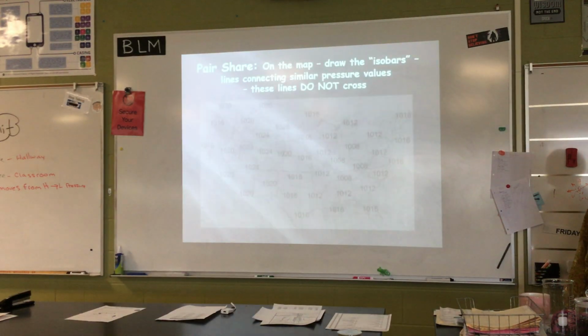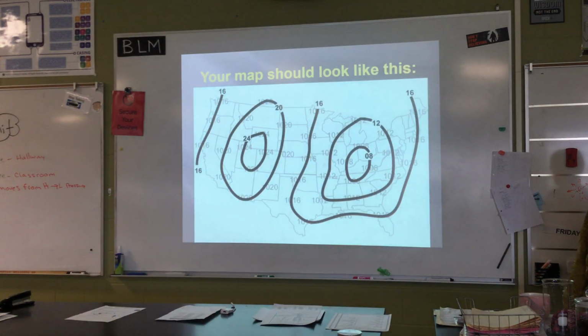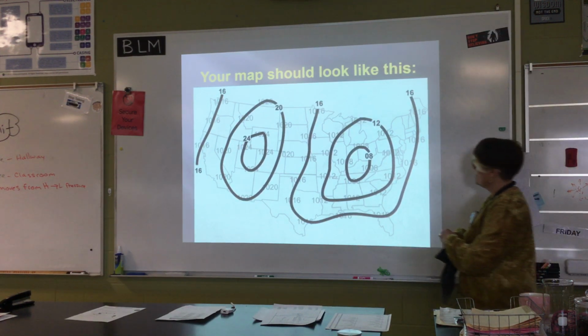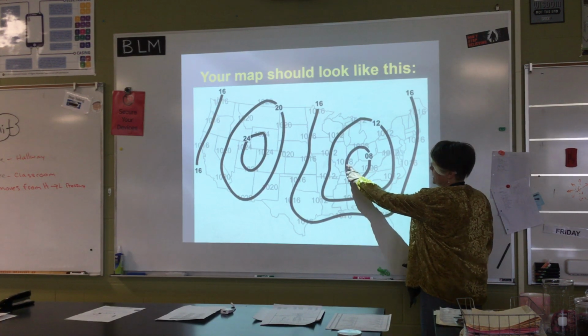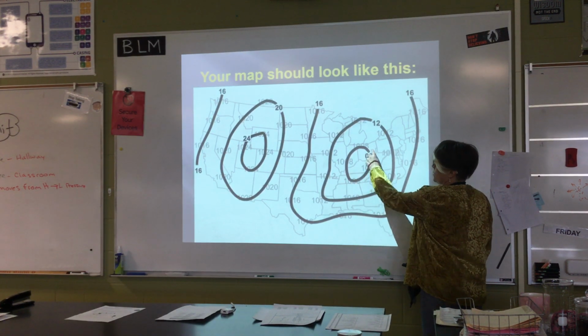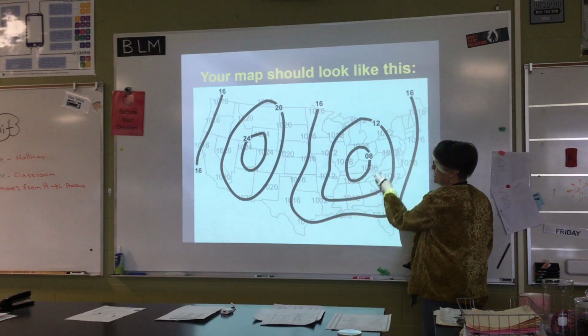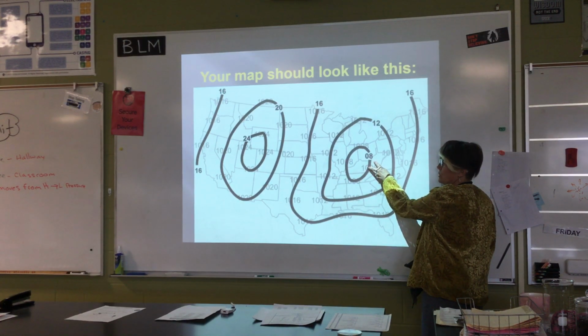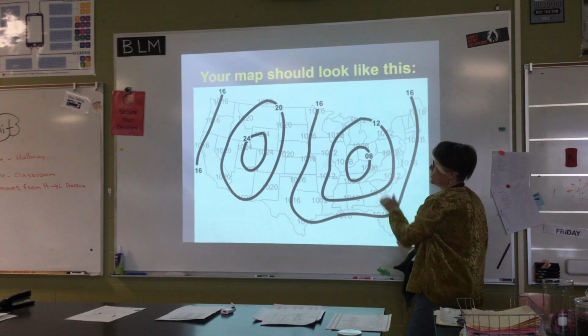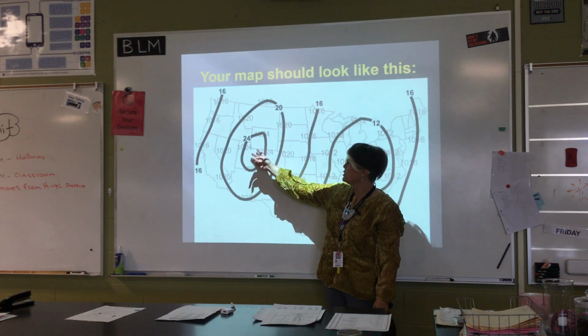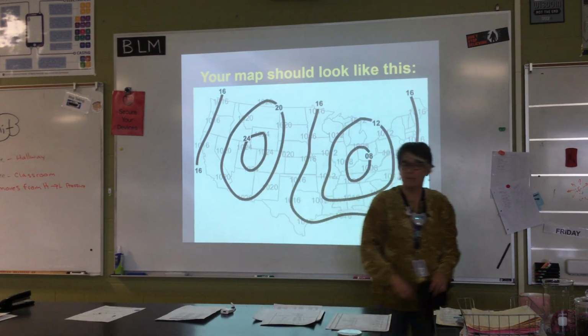All right, we did this pair share. Did you find out the weather patterns here, high and low pressure? These are isobars, and what you do is you just circle, like this is 1008, 1008, 1008, so you circle that. And you see that in the middle of here, is this high or low pressure? Low pressure, because it's going from higher numbers down to lower numbers. And this one is high pressure, because it's got the higher numbers in the middle.